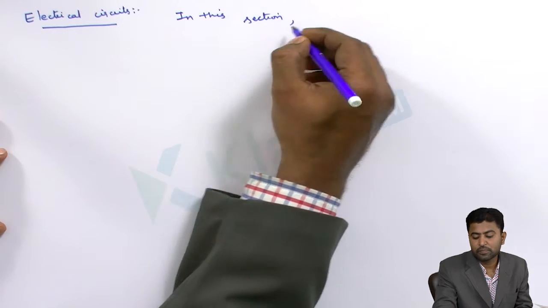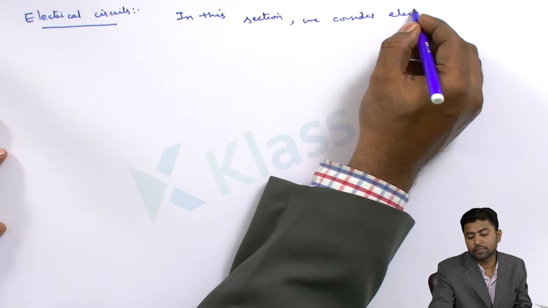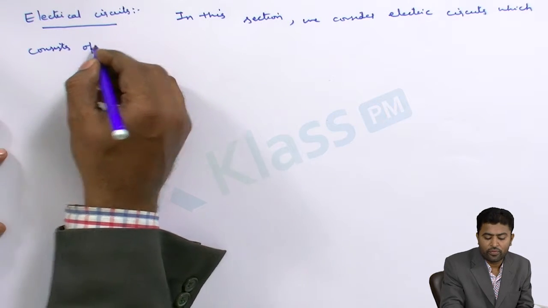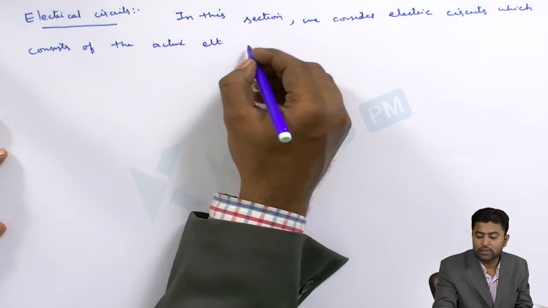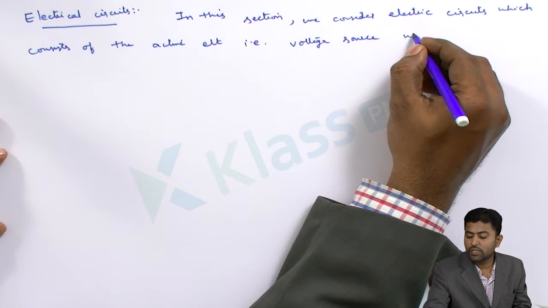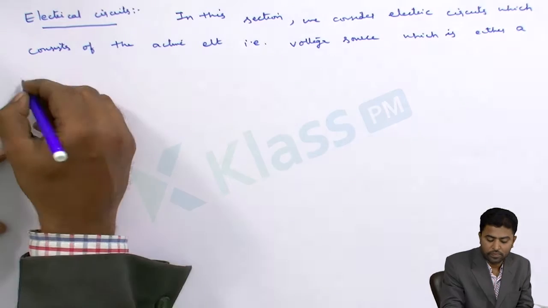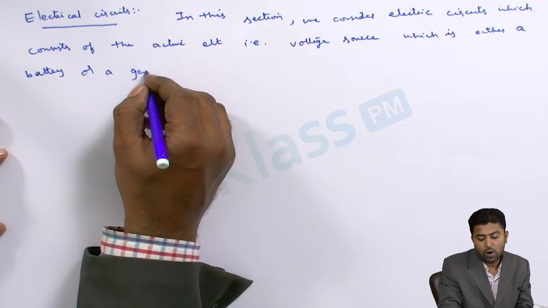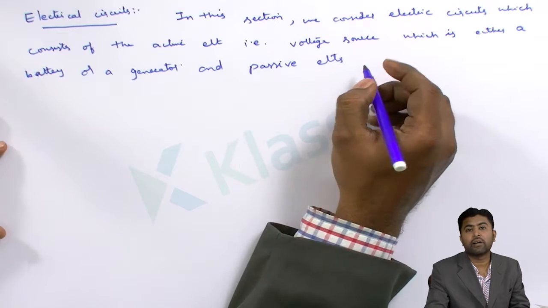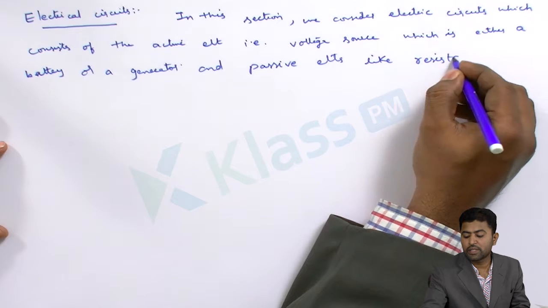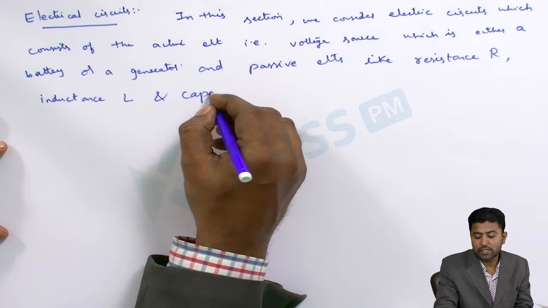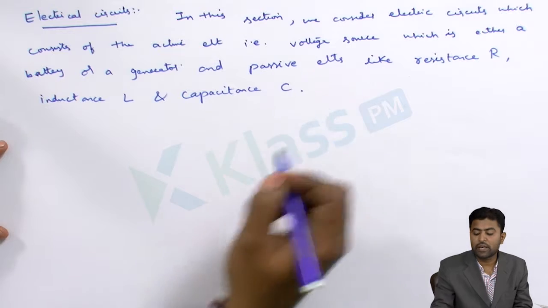In this section we consider electric circuits which consist of the active element, that is a voltage source, which is either a battery or a generator, and the passive elements like resistance R, inductance denoted with L, and capacitance denoted with C.